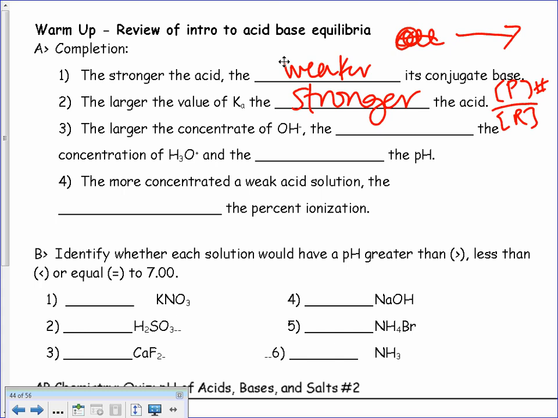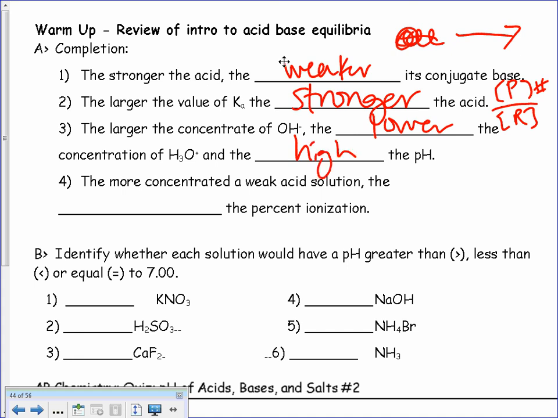The larger the concentration of OH, the lower, because it's more basic. So then what about the pH? Everything, you gotta think about the inversely related stuff.